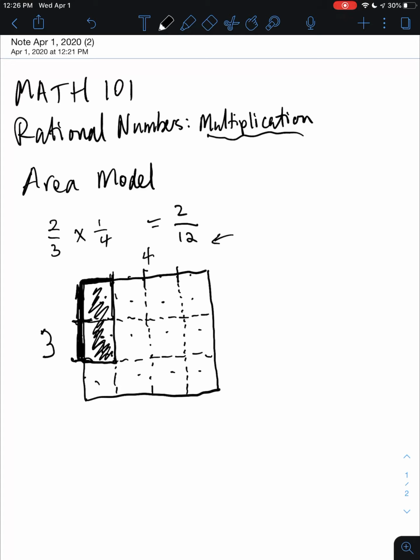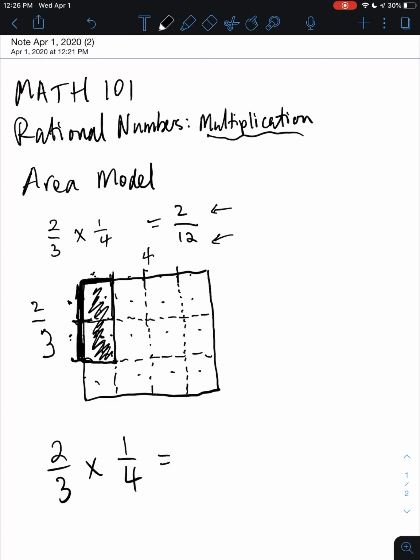Now how do we get the 2? Well, in this fraction we only had 2 pieces, and in this fraction we had 1. So 2 times 1, going from left to right, is 2. That gives us this number. So that gives us a symbolic way of doing the multiplication of fractions.